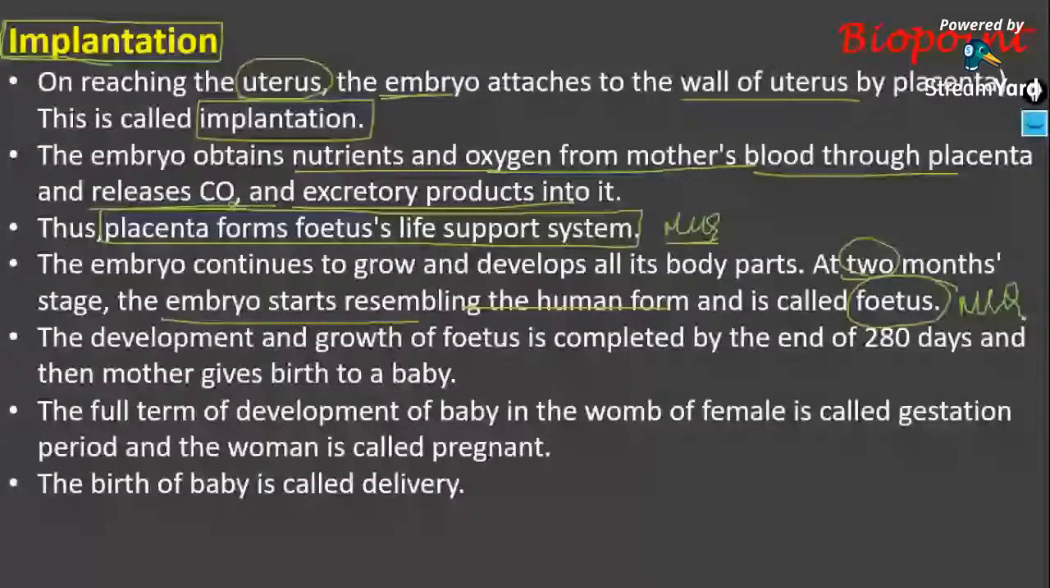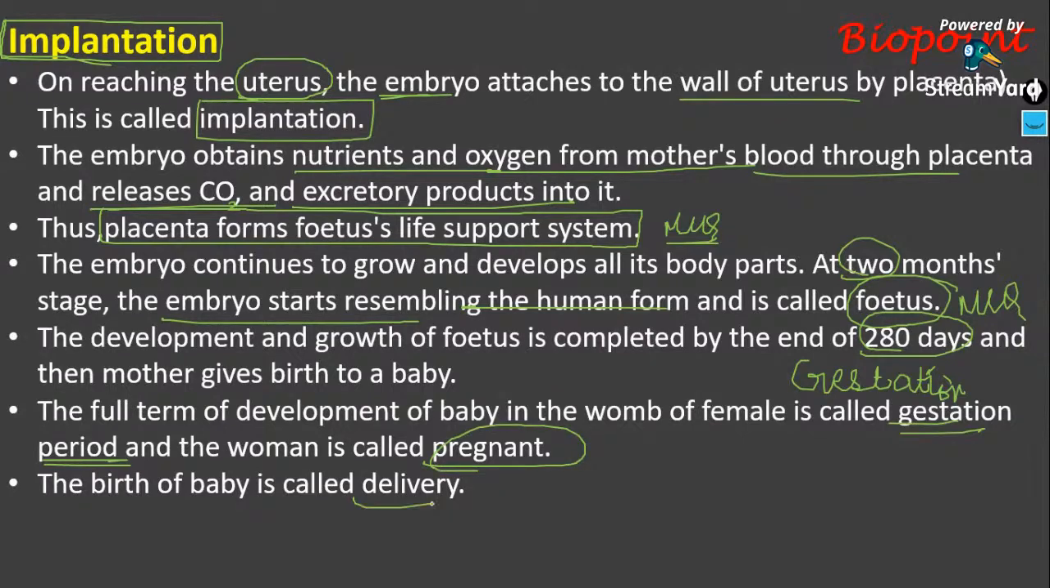And it is called 280 days. The complete developmental period is 9 months. That 9 months is known as gestation period, and during that period you will call the woman pregnant. The birth of a baby is called delivery. All the biological terms I told you: parturition. Clear? So gestation period is 280 days.